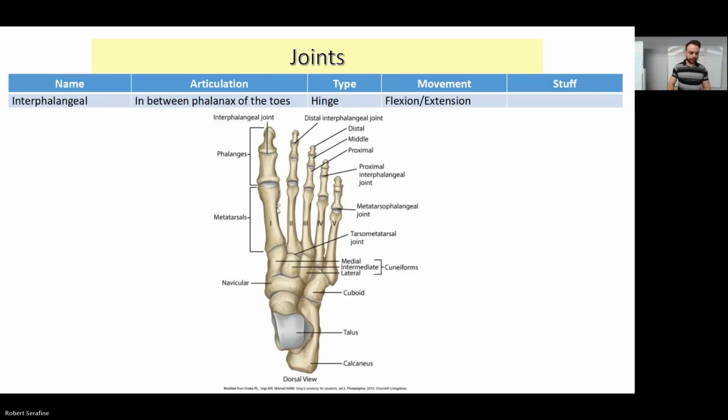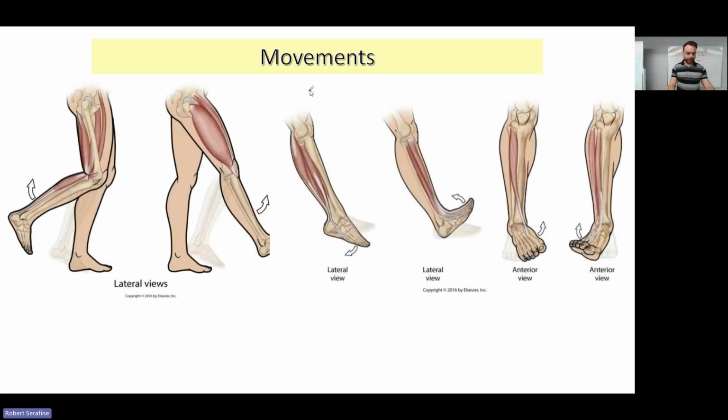And then of course the interphalangeal joints, exactly the same as our hand, right in between the two phalangeal bones. So in the big toe, we just have the interphalangeal joint. In all the other toes, we have the proximal and distal interphalangeal joints, but they're all the same in a sense, where they're hinge joints only performing flexion and extension. So let's go ahead and take a look at me performing those movements real time.